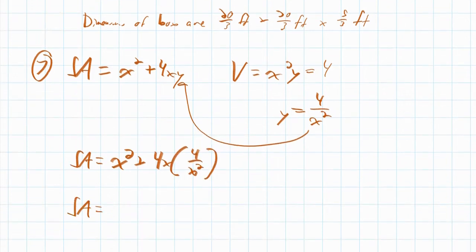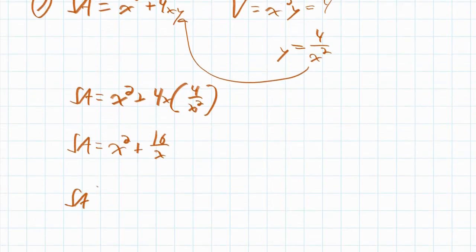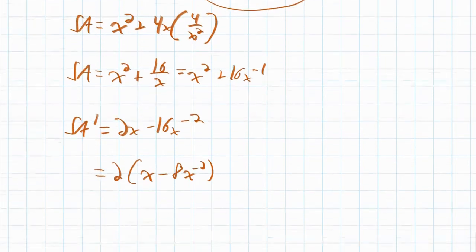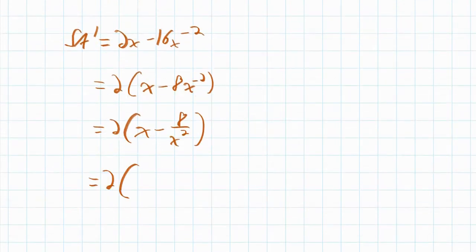So I get surface area is equal to x squared plus 16 over x, or surface area prime is equal to 2x. Let's rewrite this as x squared plus 16x to the negative 1. So 2x minus 16x to the negative 2. And if I factor a 2 out, I get x minus 8x to the negative 2, which is the same as x minus 8 over x squared, or x cubed minus 8 over x squared. Whew. Okay, that was a lot.